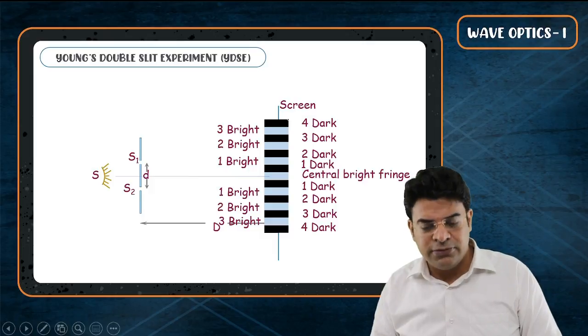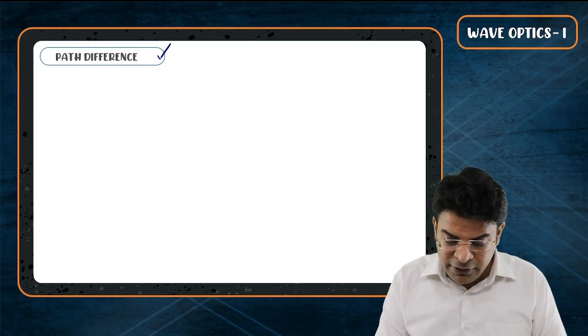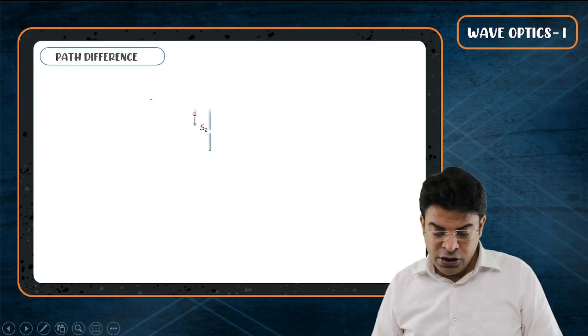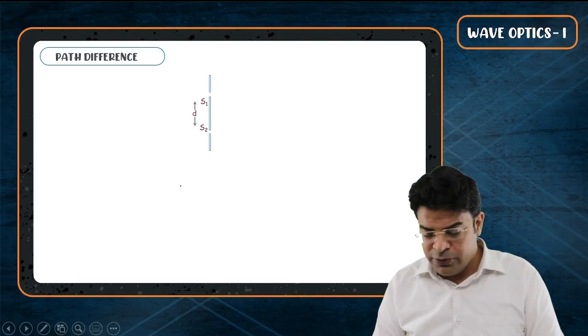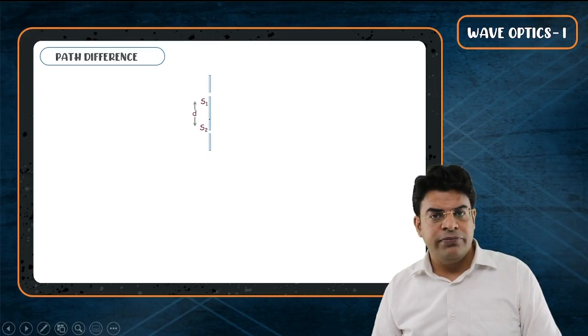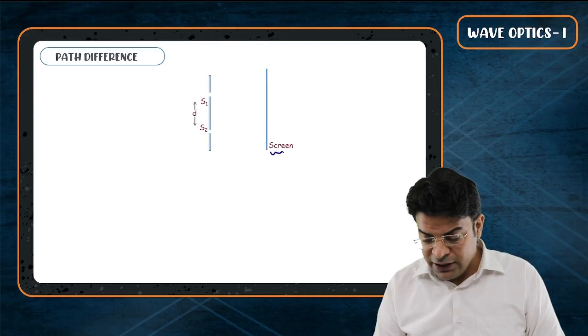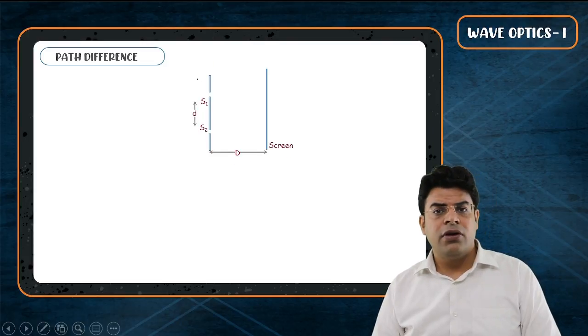So that's our next mission. Let's learn it: path difference at any point on the screen. So beta, visualize the two slits. Okay, sir. Let's say the separation between the two slits is given by small d, and there is a screen placed at a distance capital D from the slits.